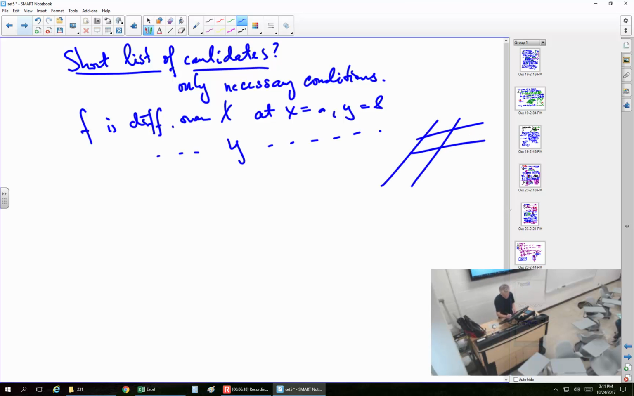So this is the point, this is a, this is b, this is z. This is the point that we care about. We're trying to find it. And then secondly, we have to talk about derivatives. But really, before that, we have to use the same concept as in calculus 1, and that is local extreme points.